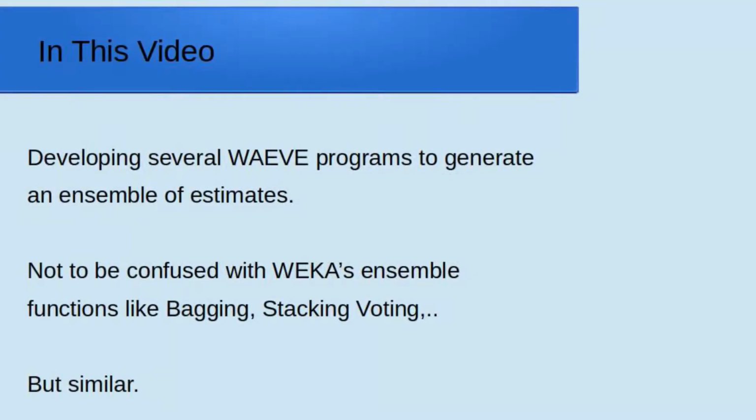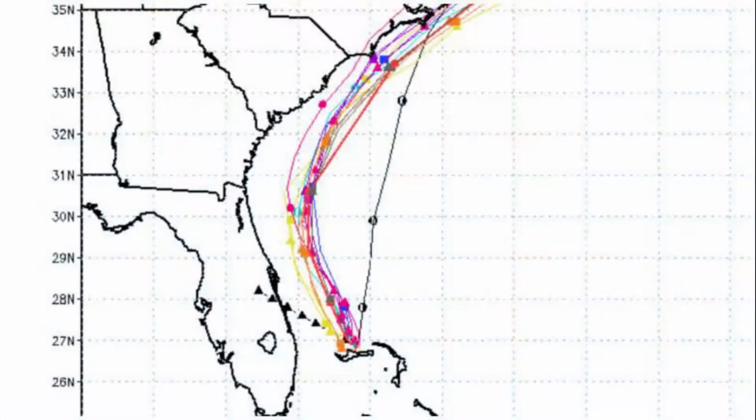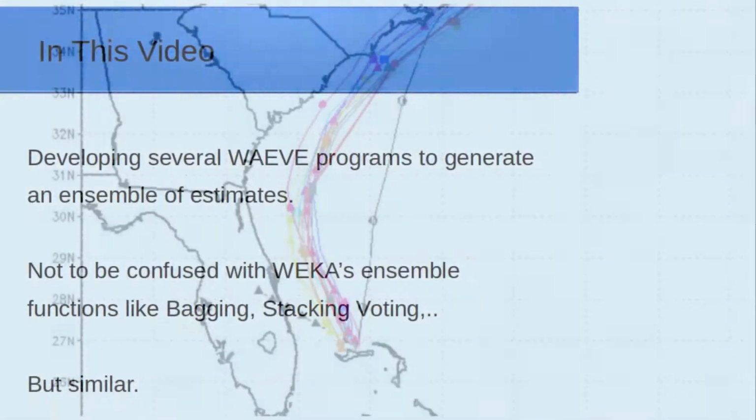In this video, I will show how I developed several WAEVE programs, WAEVE being a technical analysis tool I developed, in combination to give us an ensemble of estimates to give us a 30-day trend. This ensemble is pretty much like what hurricane forecasters use when predicting the path of a hurricane.